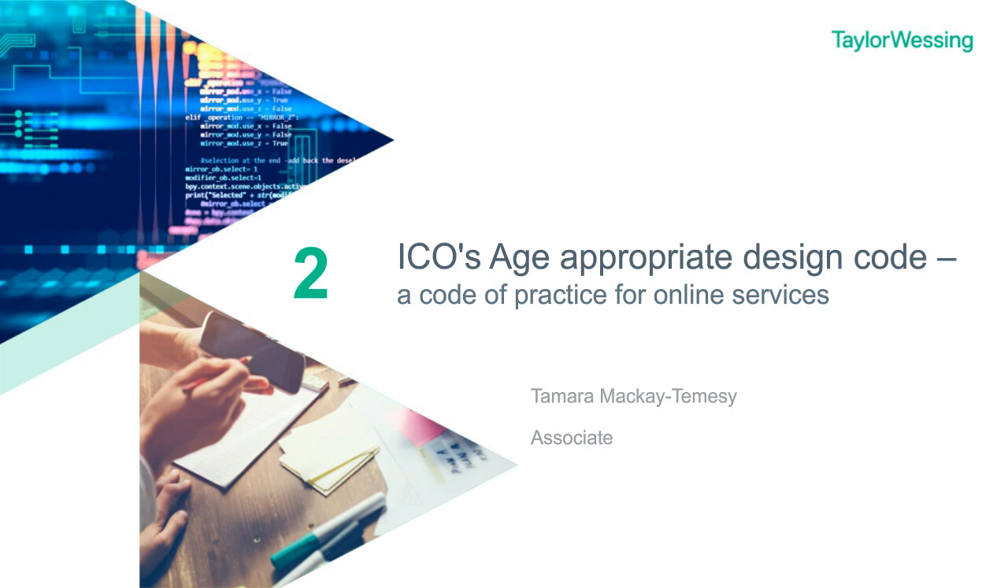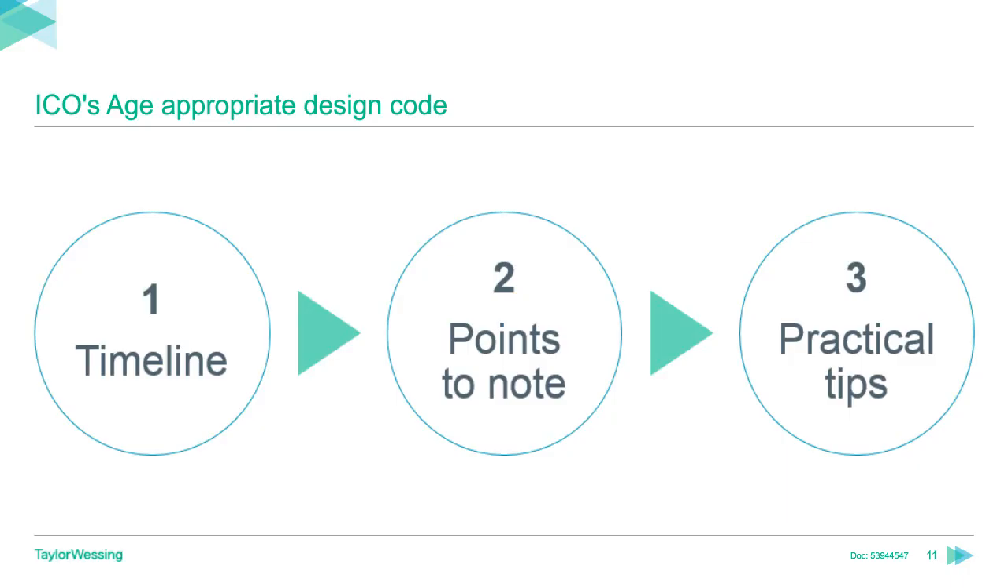The code will also have statutory weight, and the ICO will consider it in the context of its investigation and enforcement activity. So we're going to go through a very brief timeline of how and why the code came about, a summary of a couple of the common potential concerns that were raised during its consultation period, and then we're going to focus on practical tips for preparing for the code entering into force, which we expect will be later this year.